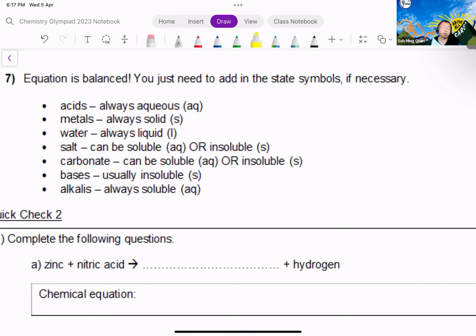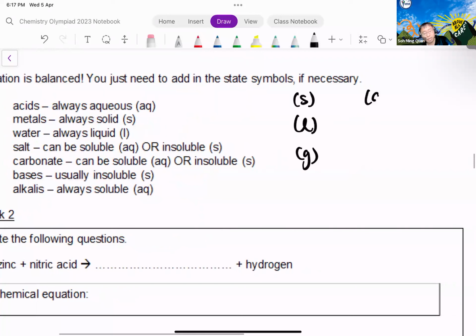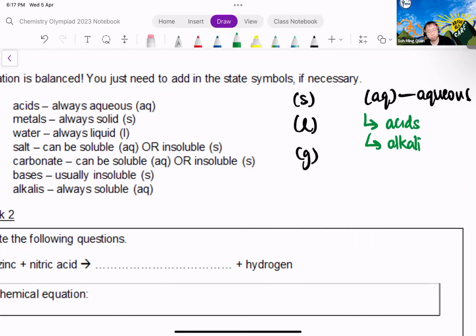Now, you need to know state symbols. There are 4 state symbols. There's solid, liquid, gas and aqueous. How would you know if something is aqueous or not? You need to know firstly, acids and alkalis are aqueous. Hydrochloric acid, HCl bracket aq. Sodium hydroxide is an alkali, so sodium hydroxide bracket aq.